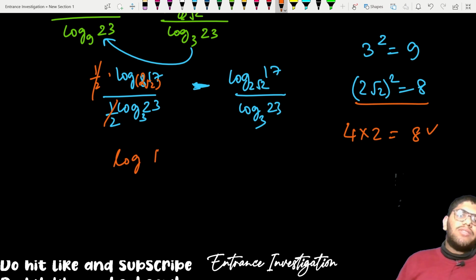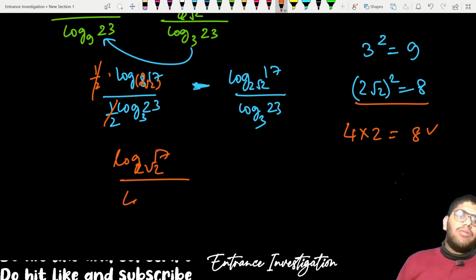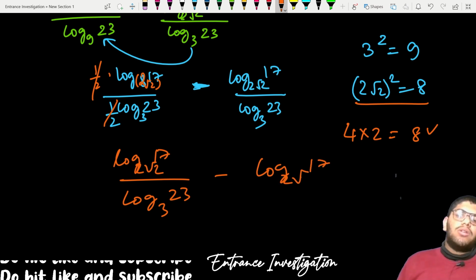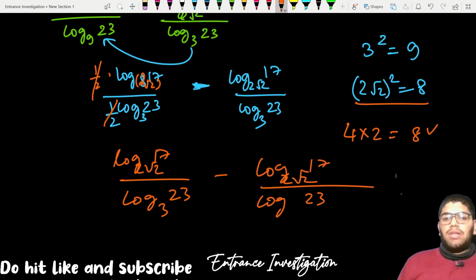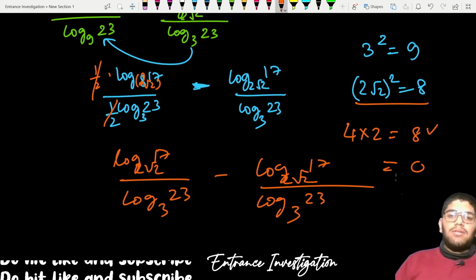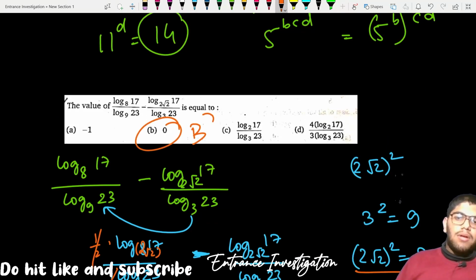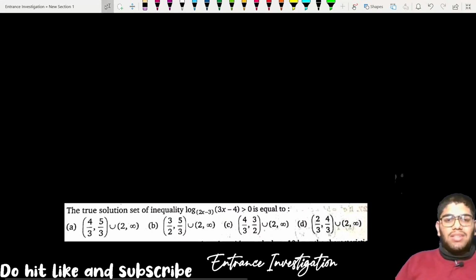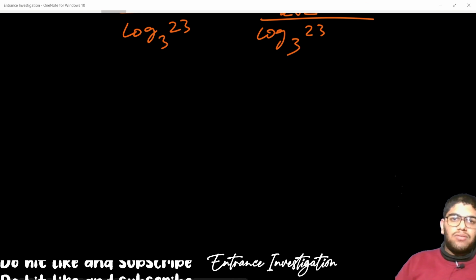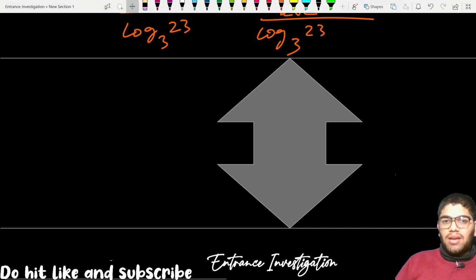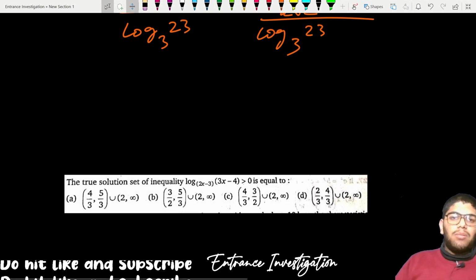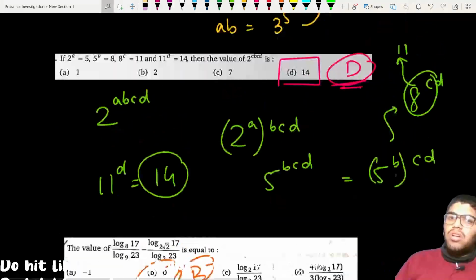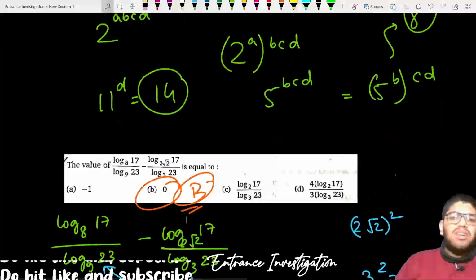So this is log of 17 to the base 2 root 2 over log of 23 to the base 3, minus log of 17 to the base 2 root 2 upon log of 23 to the base 3. Simple. See, the level of questions is really very simple. I don't think these questions are difficult. So we have another problem as well, and we will solve that problem again. Yes, we can solve this problem, but the level of questions is very easy. You don't need to worry, you don't need to fear. These questions are really very simple.